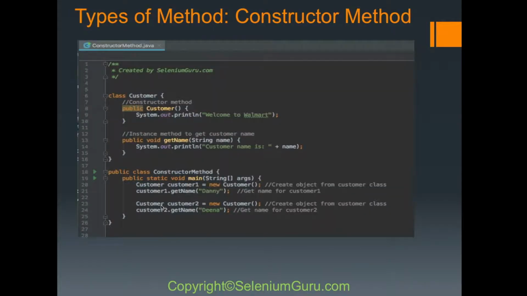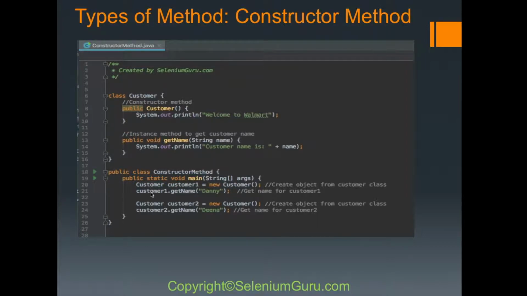So now let's take another example here. I've got this class here, customer, and I've got this default constructor, and I know this is a default constructor because it does not have any parameters in here, and I'm actually overriding that constructor method with this statement here, which is going to say welcome to Walmart. I've got this instance method here, getName, okay, and it's got that parameter name, and it's going to print out the customer name is whatever the name you provide in there.